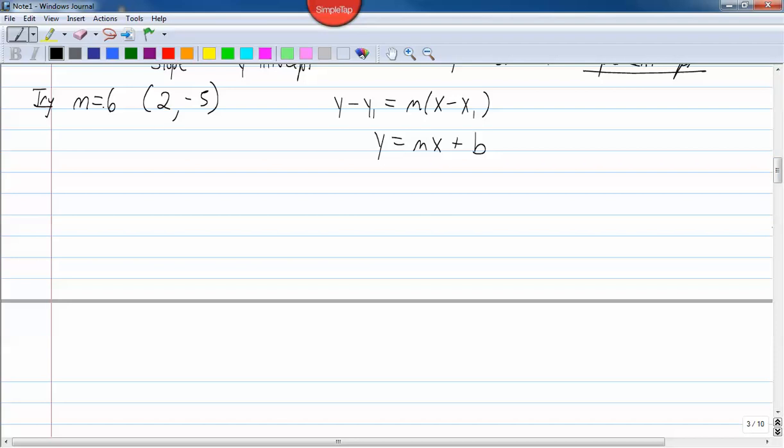Alright, so I want to write the equation of a line in point slope and slope intercept form. There's x sub 1, there's y sub 1. The top formula is for point slope form, so I'm going to do it first. So y minus y sub 1 equals m times x minus x sub 1. So it's y plus 5 equals 6 times x minus 2. So that's point slope form.